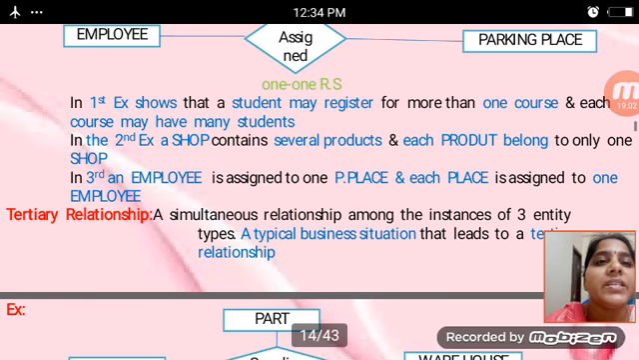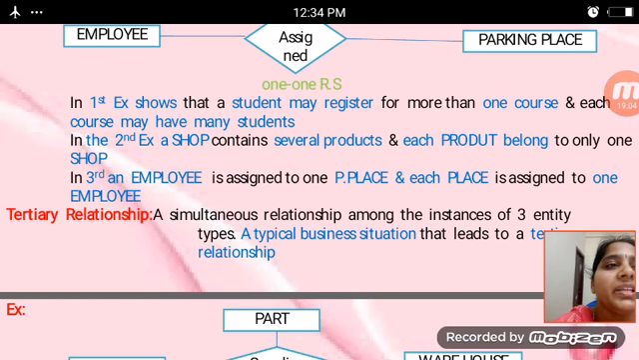In this, the first example shows that a student may register for more than one course, and each course may have many students. Already I told about this. A student may register for more than one course, and each course may have many students. One course has many students, another course has many students, and a third also has many students. A student may register for many courses.